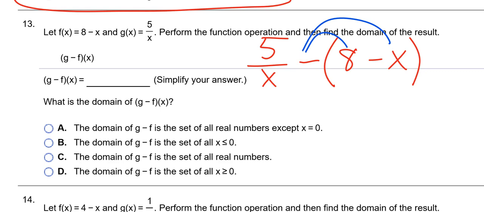Now make a choice. If you distributed correctly, now make a choice on your domain. I do see a fraction that you should be worried about. So if you got to that blue part because you distributed the negative 1 through that parenthesis, make a choice on what you think the domain is.